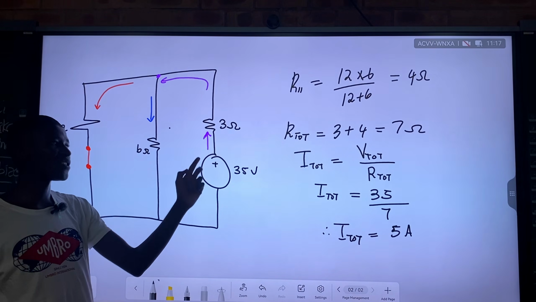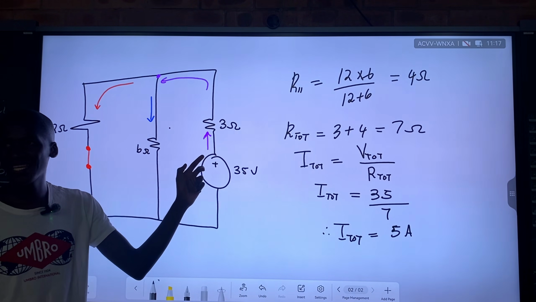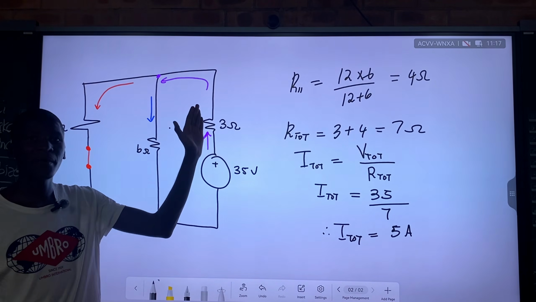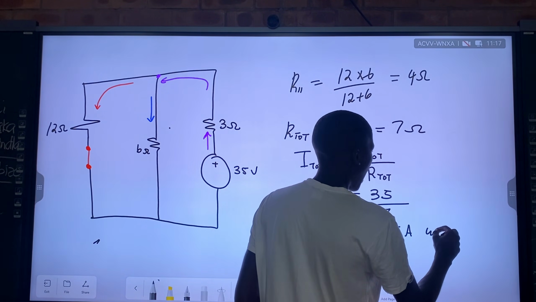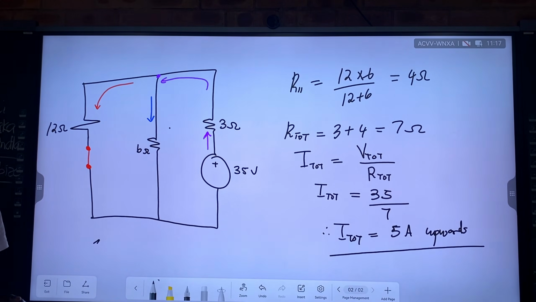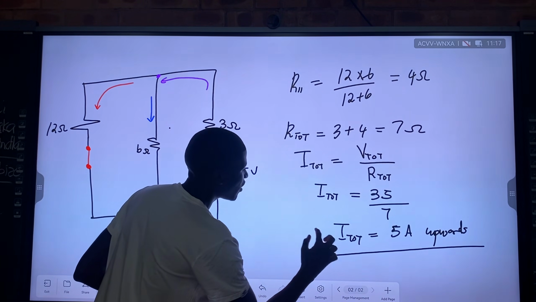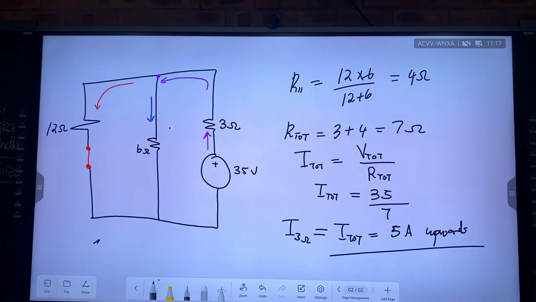Buka nayi current, positive lana. We are looking at the conventional current direction lana. So it is going up. So at this point, this is 5 amperes upwards. Normal you can say up. So uyazi wena ke uthi the total current is actually the current through the what? The 3 ohms resistor. Yabonakala leyo nto angisho.